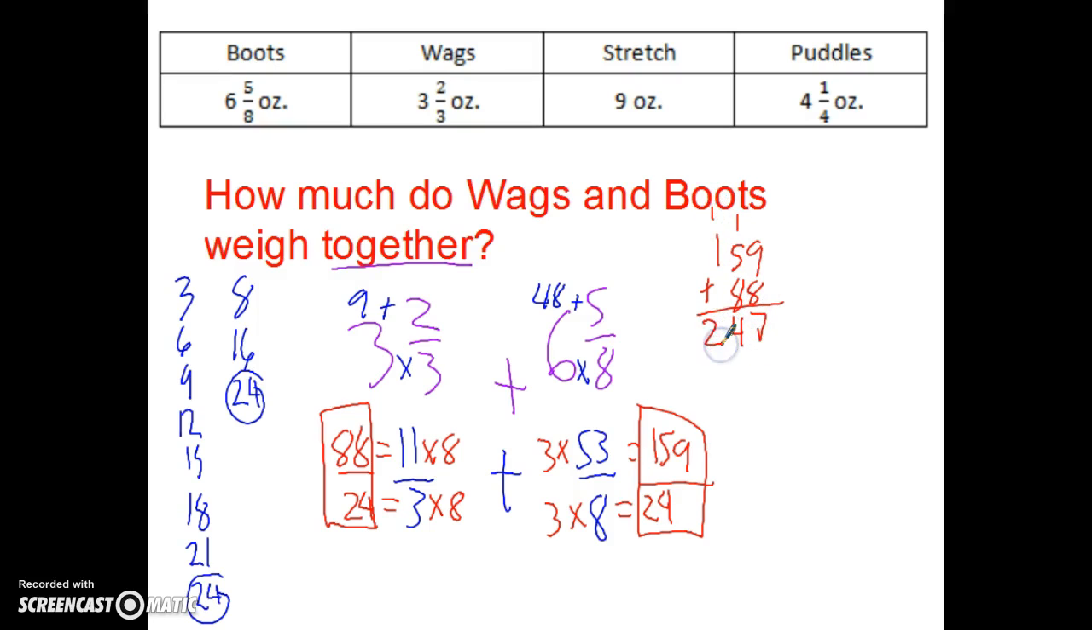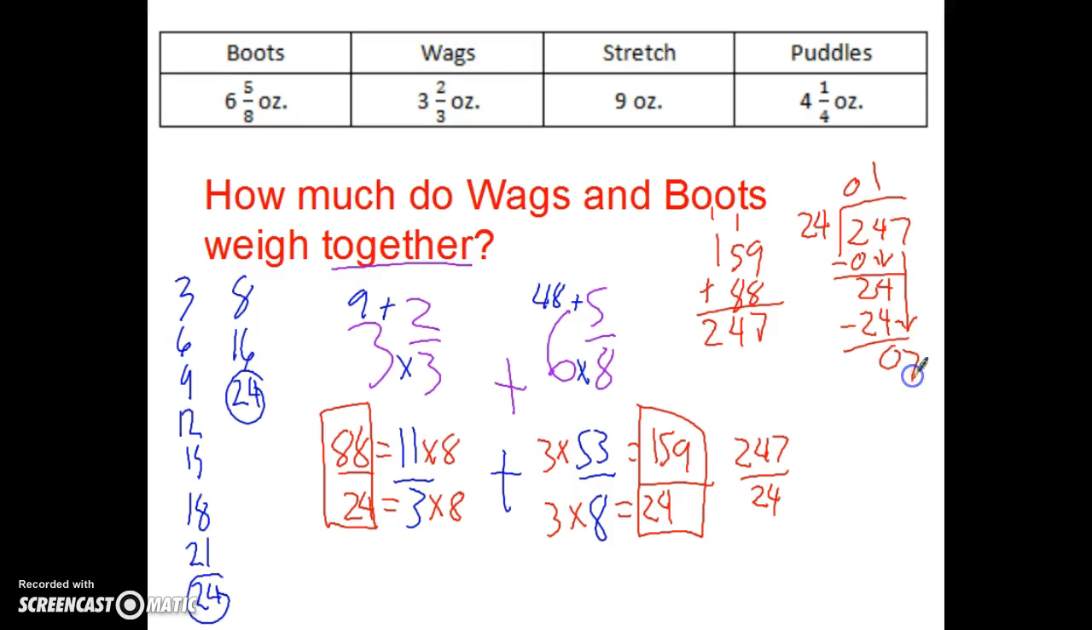And I'm at 247 24ths, so 247 divided by 24. So I'll do my division. No 24s into 2. It's not as bad as what you think it's going to be, though, because how many 24s in 24? 1. Got 0, bring down my 7. 24s in 7 is going to be 0. So my remainder is 7, so it equals 10 and 7 24ths.